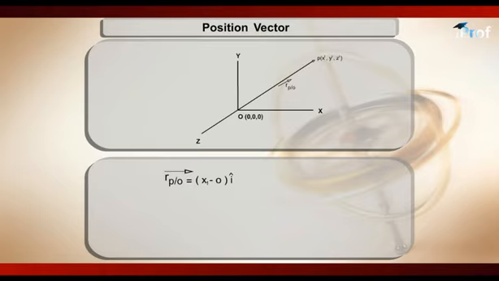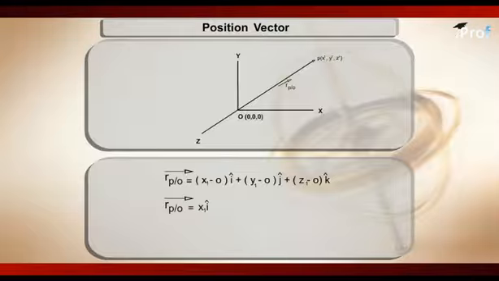(x1 minus 0) i cap, (y1 minus 0) j cap plus (z1 minus 0) k cap. So the position vector of P with respect to O equals x1 i cap plus y1 j cap plus z1 k cap.